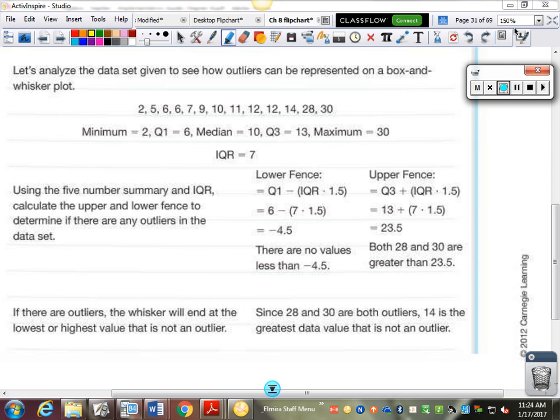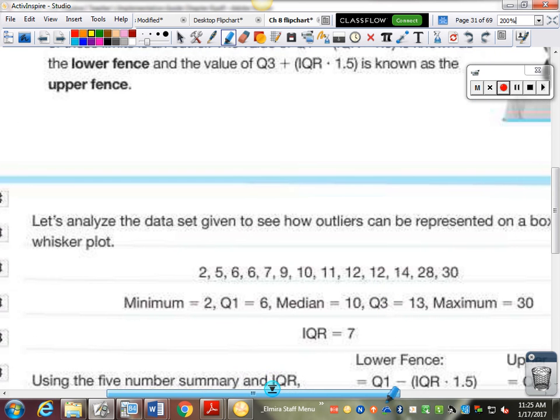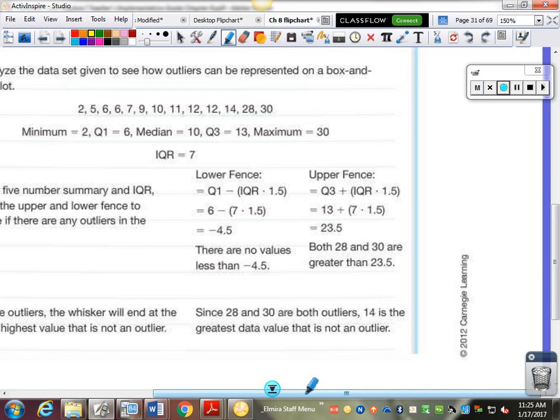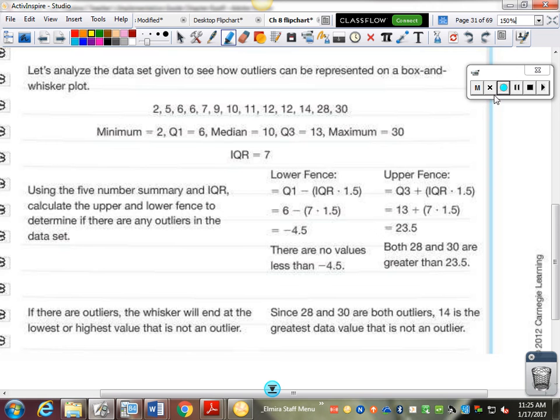Let's look at this set of data right here, and I'm going to blow this up a little bit bigger. Okay, so let's look at this data right here. We have a low value of 2 and a high value of 30. Actually, while we're at it, 28 is pretty big as well. And we want to know, is 2 the low value, is that an outlier? Is it small enough to be an outlier? 28 and 30, are those big enough to be outliers?